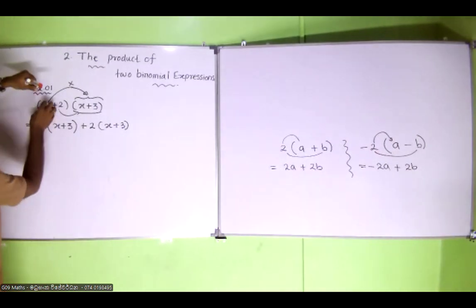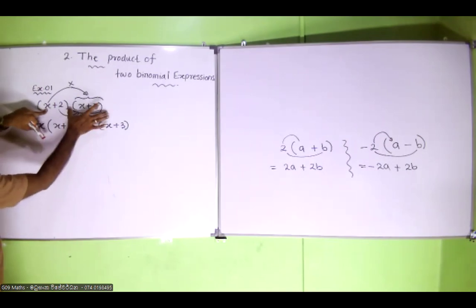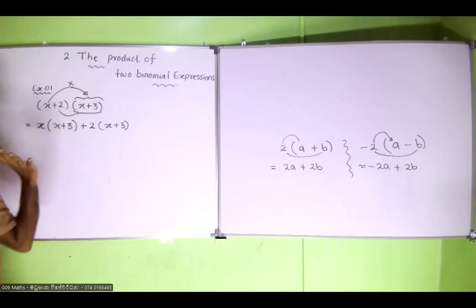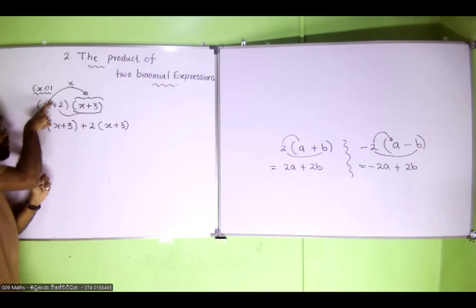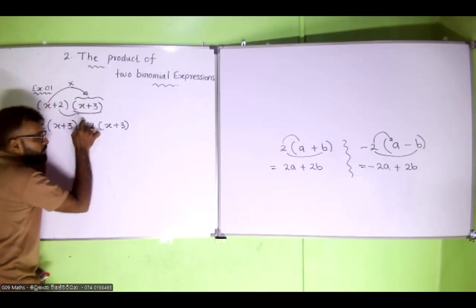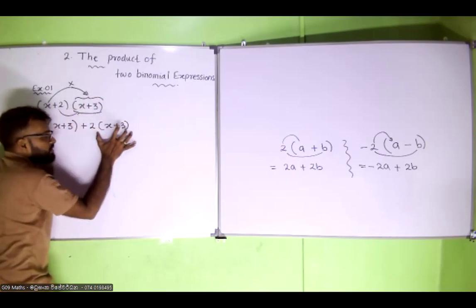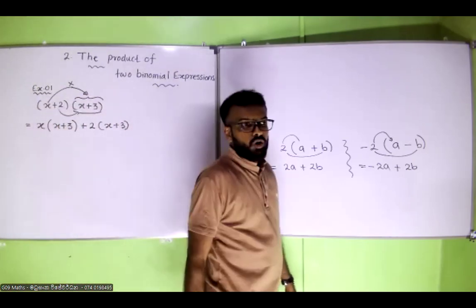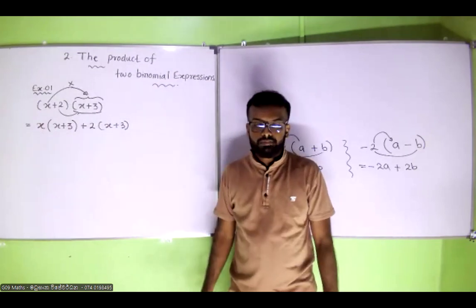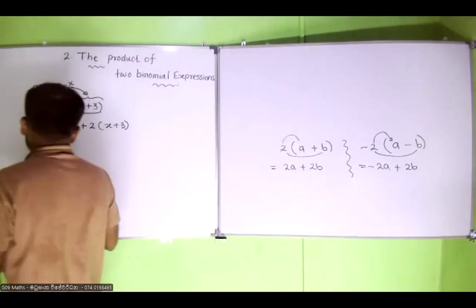So I have taken this x out, and here positive x into this part, x plus 3, as it is. I have written it down as it is. Then here I have positive 2. I have taken it here, same thing, positive 2, and I have multiplied it by x plus 3. Same thing. Correct? Everybody, you know how to simplify this now. I will let you know how to simplify.